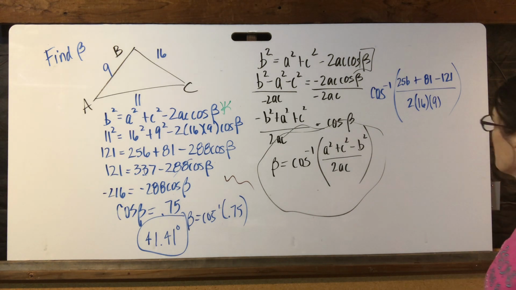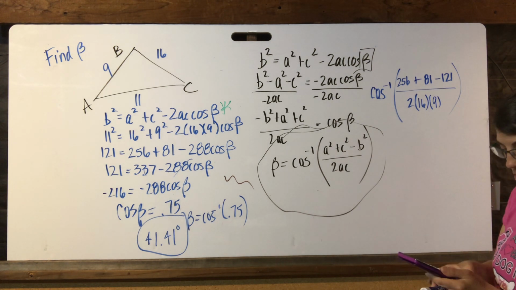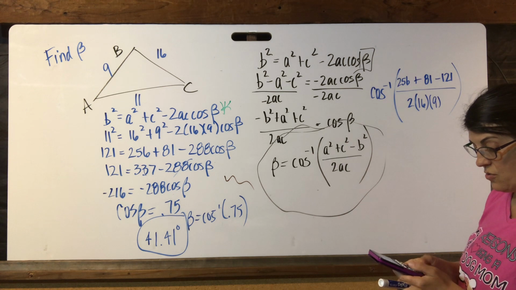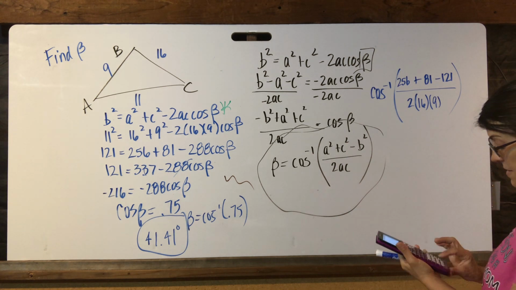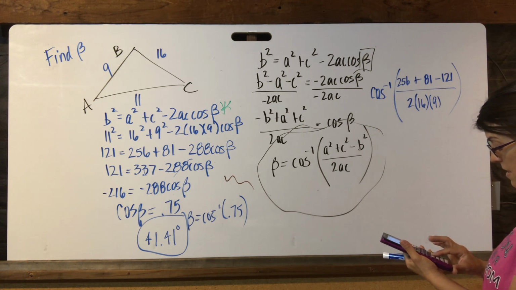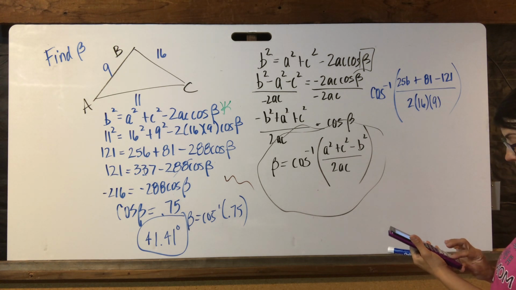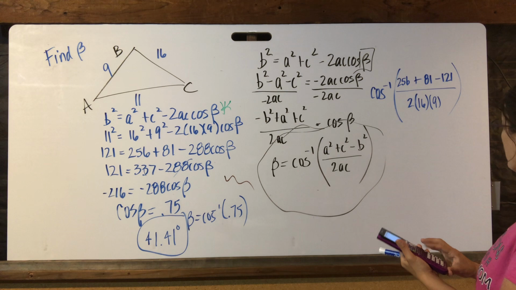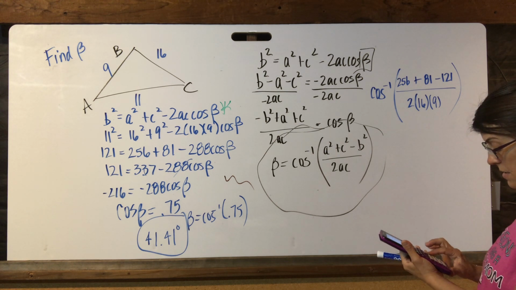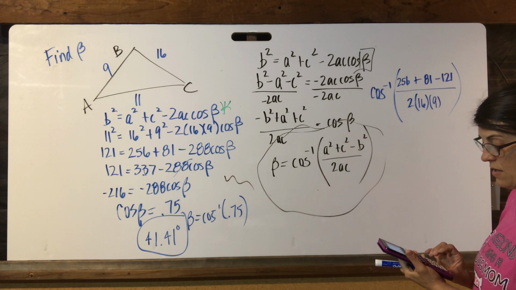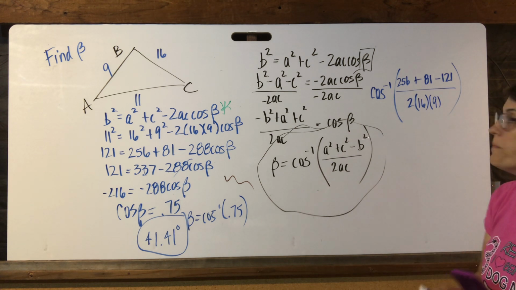Make sure you're using parentheses along the way, but on your calculator you can just do inverse cosine and type in parentheses 256 plus 81 minus 121, divided by parentheses 2 times 16 times 9. 41.41.